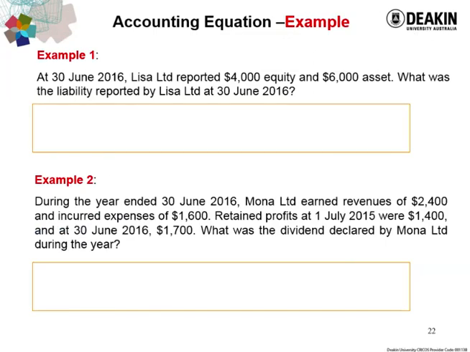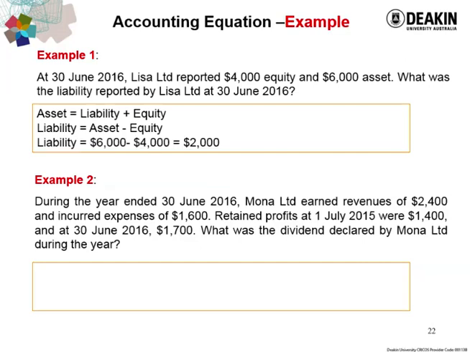So let's look at one example. We can apply the accounting equation to the following examples. In the first example, it's given equity of 4K, 6K of asset. How much is the liability? We know that asset equals liability plus equity. When we rearrange the equation, we derive that liability equals asset minus equity. So liability in this case equals 2K, 6K minus 4K.